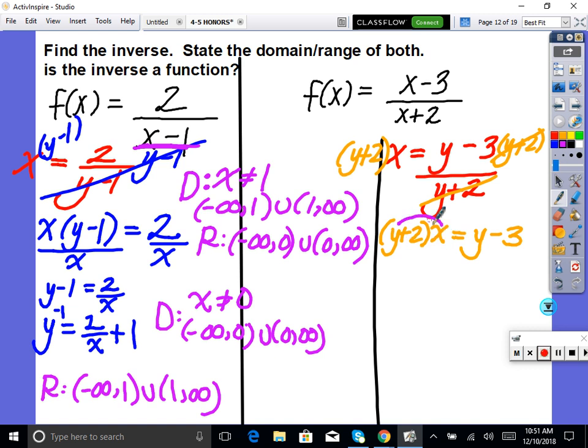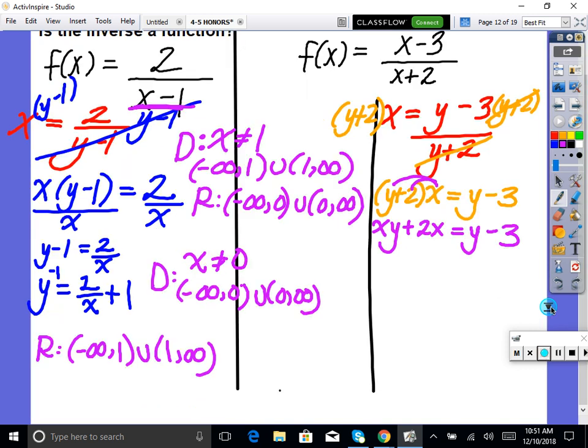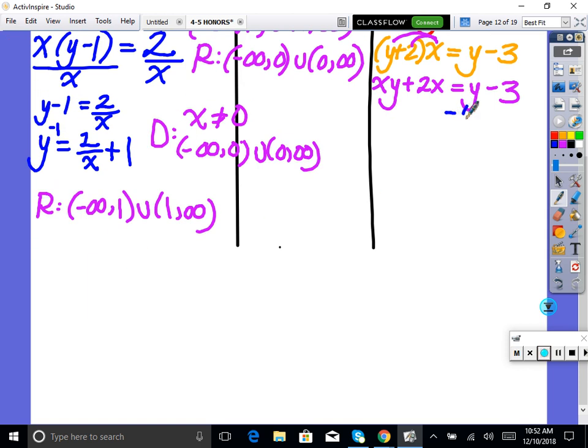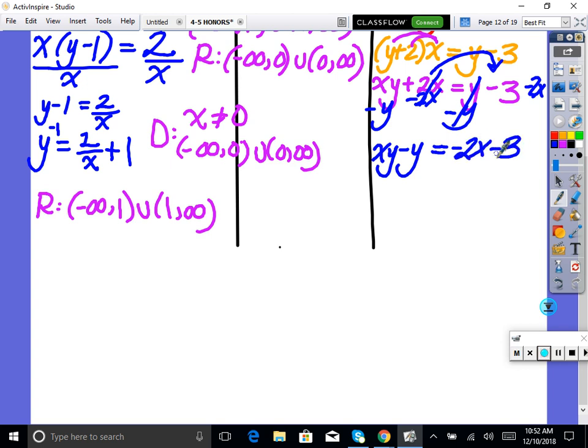Okay, so get everything with a y on one side. Well, we can't bring this over unless this is distributed, so we distribute through. So we have xy plus 2x equals y minus 3. Now, once again, we want to get everything with a y on one side and anything that doesn't have a y on the other side. So let's subtract y from both sides. And let's get anything that doesn't have a y on the other side. So I'm also going to subtract 2x. So now those are gone. So on the left I have xy minus y equals negative 2x minus 3, don't I?